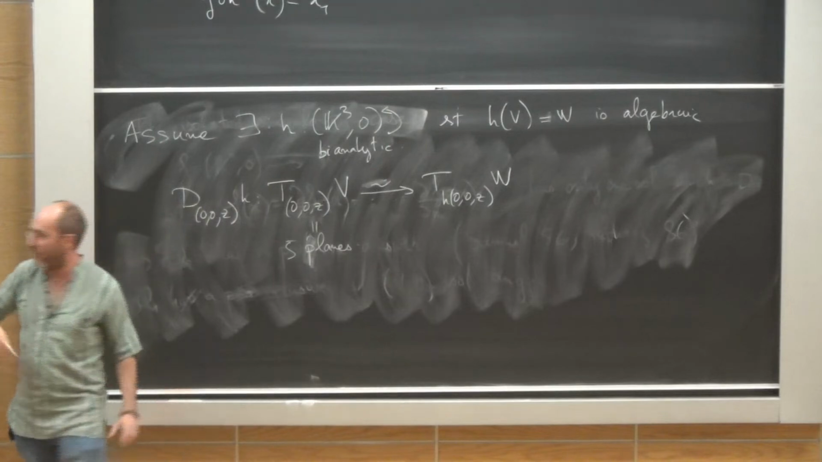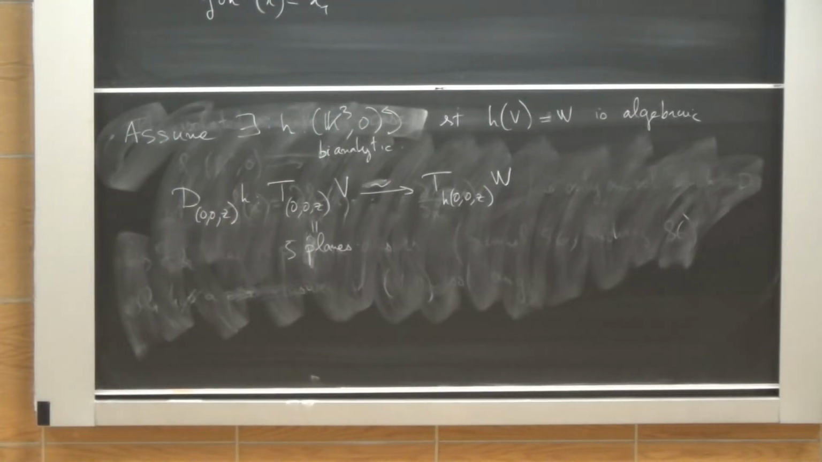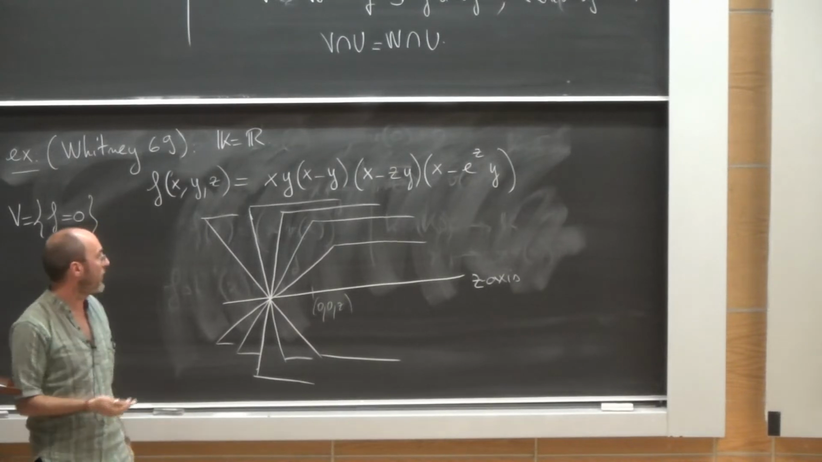Or, sorry, if I pick 4 of these planes, I can consider the cross ratio of these 4 planes. Okay, it's defined as the cross ratio. So I have 5 planes intersecting along a line. I can take a transversal plane. The intersection will be lines, and the cross ratio of these lines does not depend on the plane we choose to intersect all this.